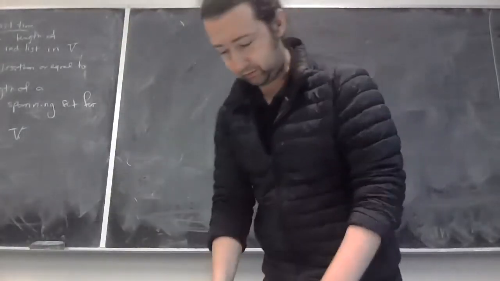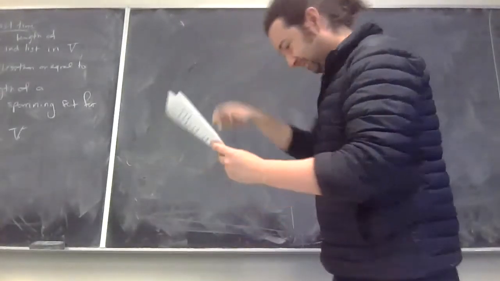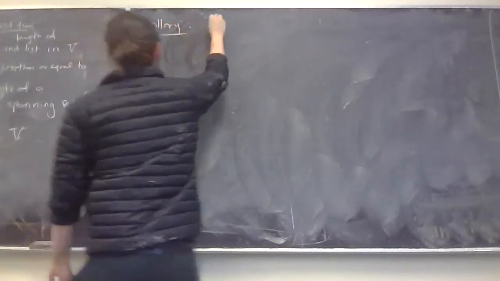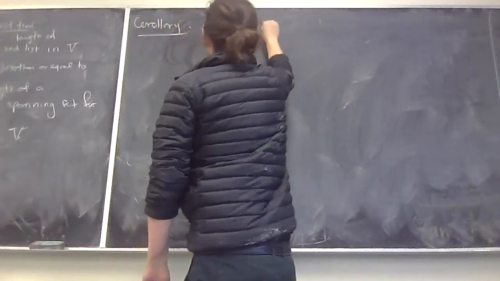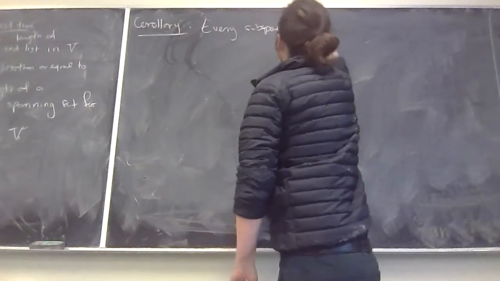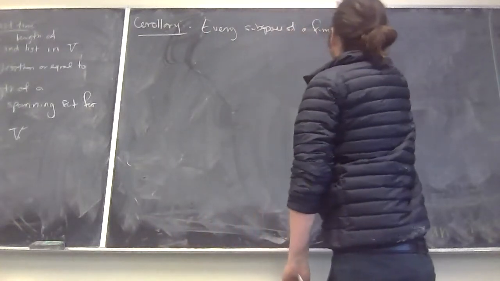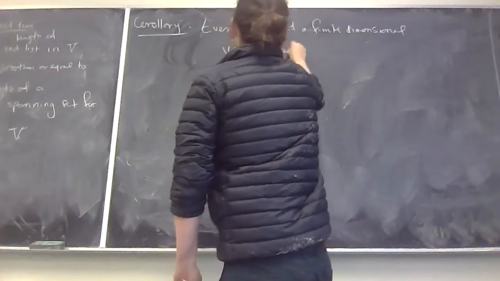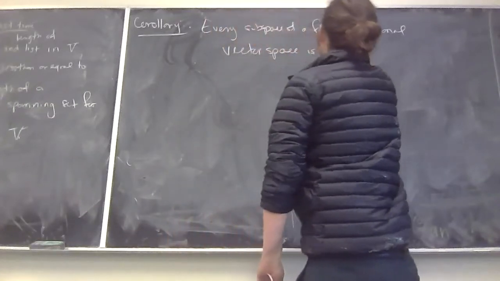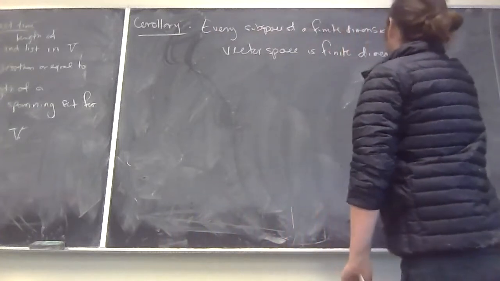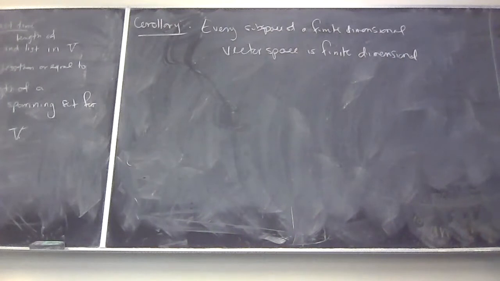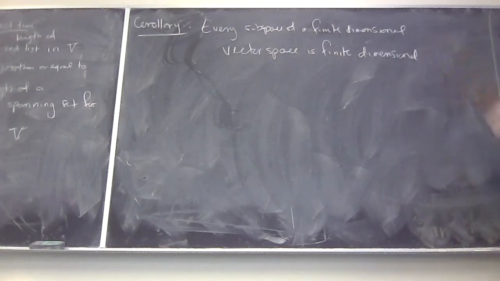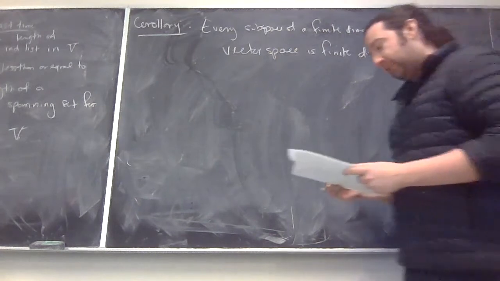This is kind of a funny consequence. So as a corollary, every subspace of a finite dimensional vector space is finite dimensional. That shouldn't be shocking. If you start in a finite dimensional space and you take a smaller piece of it, you stay finite dimensional. But you know, it's the sort of thing that needs to be proved. Every subspace of a finite dimensional vector space is itself finite dimensional.